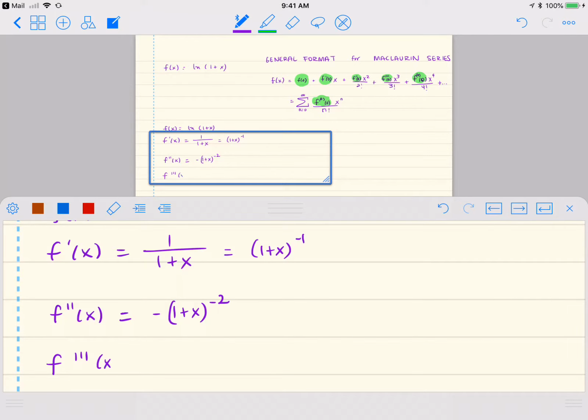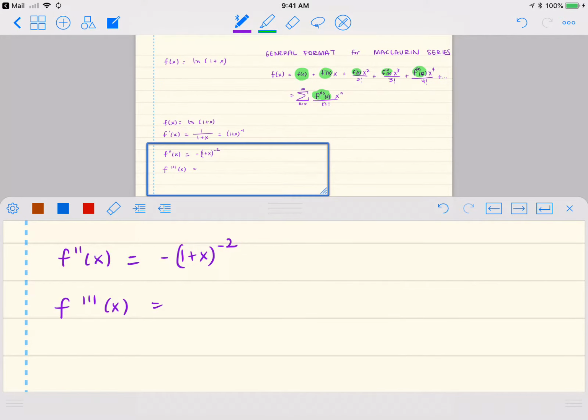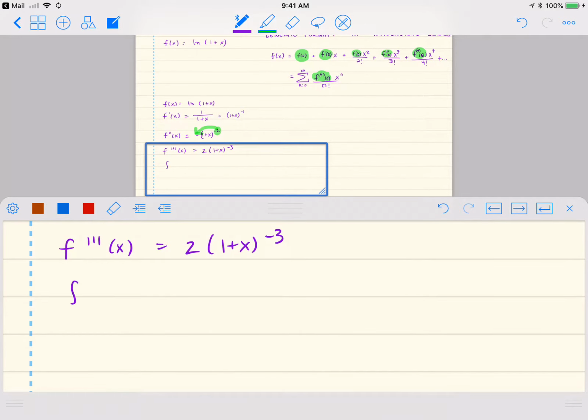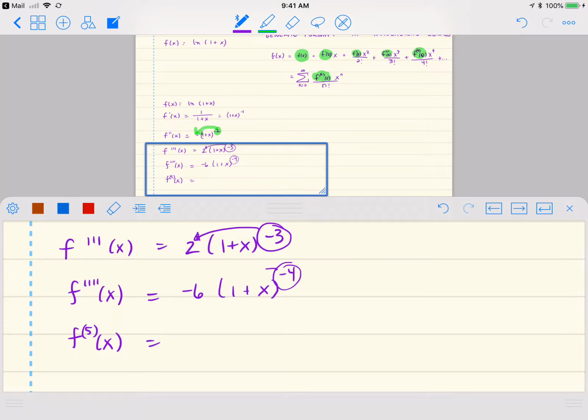What is the third derivative of x? It is, so now I'm going to do chain rule. So this negative 2 is going to come down, right? So I have 2 times 1 plus x to the negative 3. And now what about the fourth derivative of x? That'll be negative 3 times 2 will give me negative 6, and then 1 plus x to the negative 4. And then the fifth derivative is going to give me negative 4 times negative 6. So I'll get 24 times 1 plus x to the negative 5th.